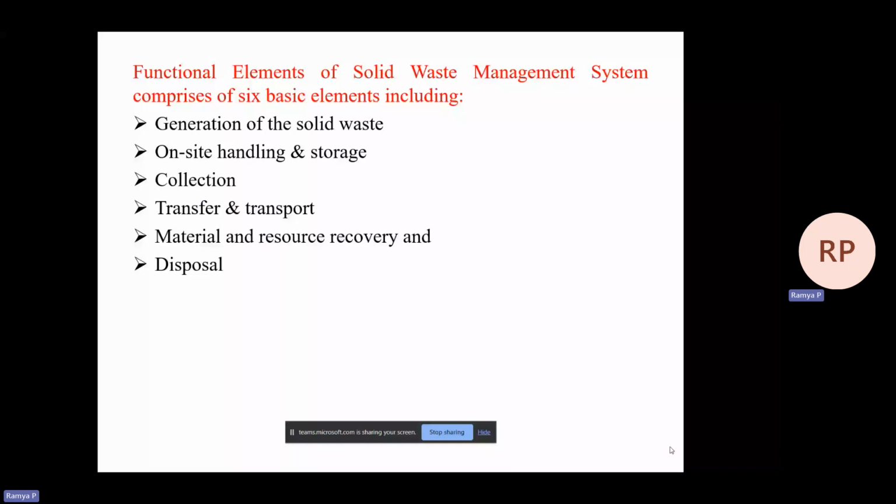Hello everyone. Today we are going to discuss the functional elements of the solid waste management system. The functional elements of solid waste management comprise six basic elements: the first is generation of solid waste, on-site handling and storage, collection, transfer and transport, material and resource recovery, and the disposal.